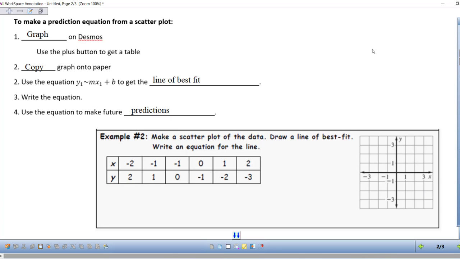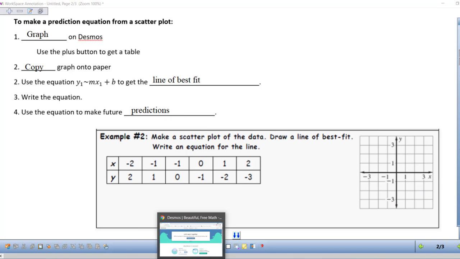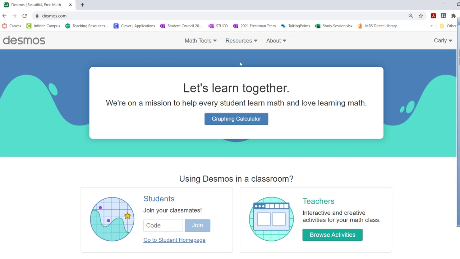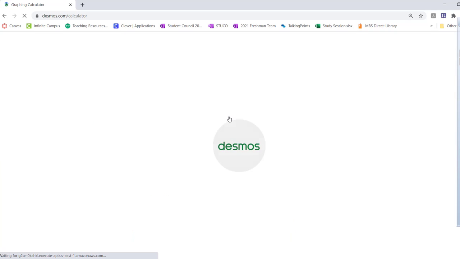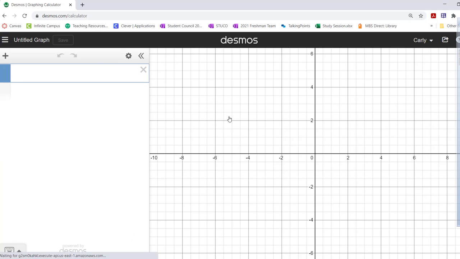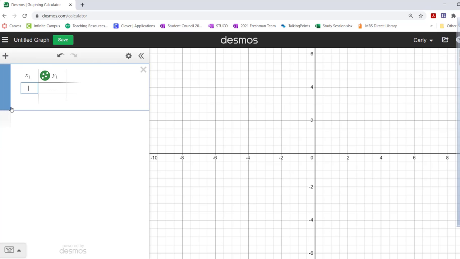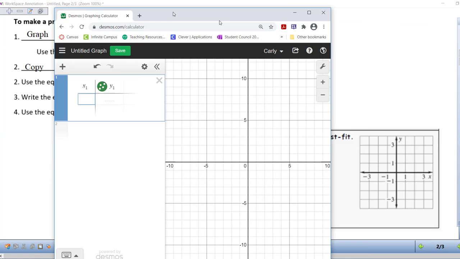Okay, so if we look at this example, I'm going to take this table and copy it onto Desmos. So we go to desmos.com, and it looks like this. We click this blue button that says Graphing Calculator, and it gives us a blank graph to work with. So on our notes, we needed to enter all of these numbers in a table. There's this plus sign right here. We can add a table, and then I can just copy all of the numbers from our table.